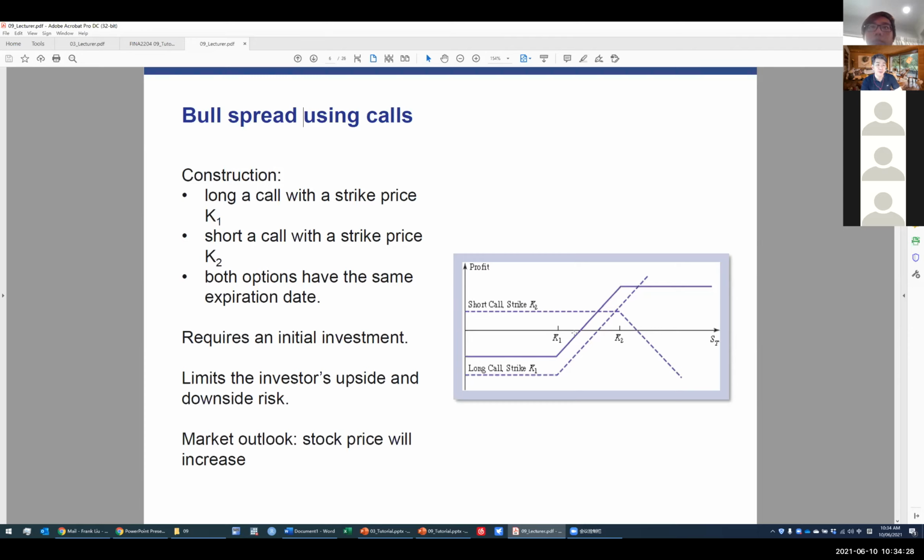Negative, right? Because a call option gives you the right, but not the obligation, to buy something. So holding everything else constant, the higher the K, the higher the price you have to pay to purchase the underlying asset. That becomes least favorable to you, which means this one costs more than that. That is why he's saying you require an initial investment, because it costs you more.